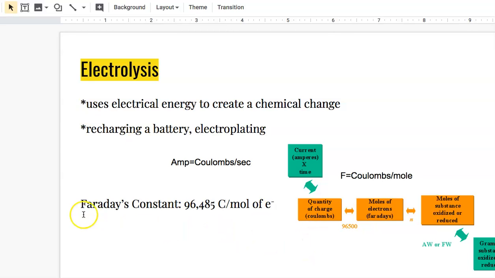And this is going to involve using a number called Faraday's constant, which says there are 96,485 coulombs, which is just a unit of charge. So this many units of charge in 1 mole of electrons.